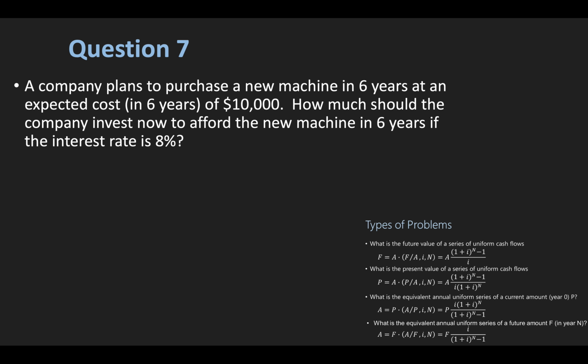That's question 6. Question 7: a company plans to purchase a new machine in 6 years at an expected cost in 6 years of $10,000. How much should the company invest now to afford the new machine in 6 years if the interest rate is 8%? Now take a minute to calculate, then we can do it together.